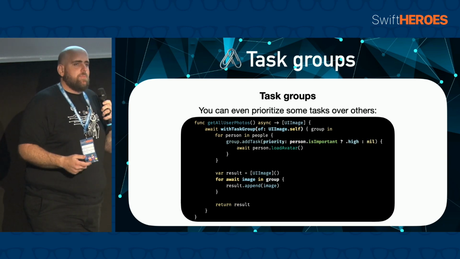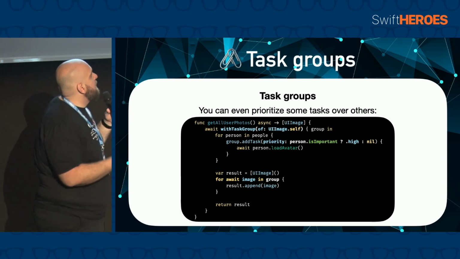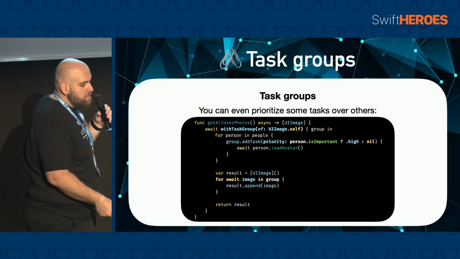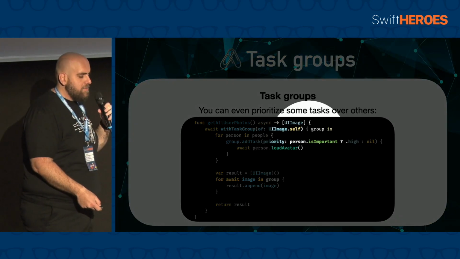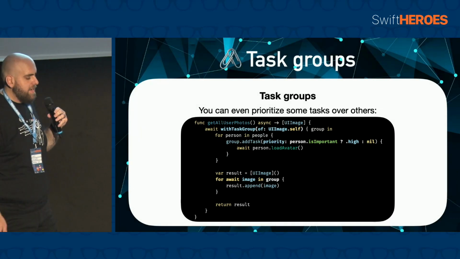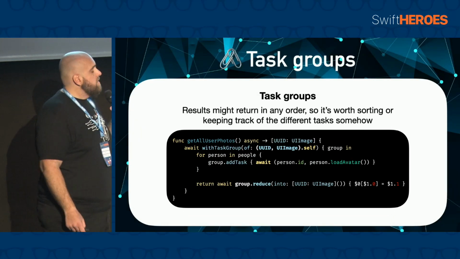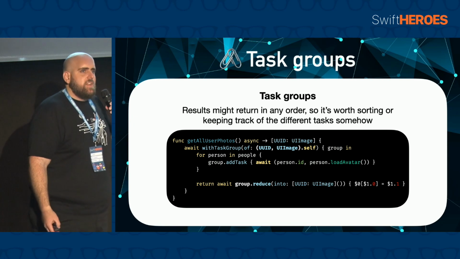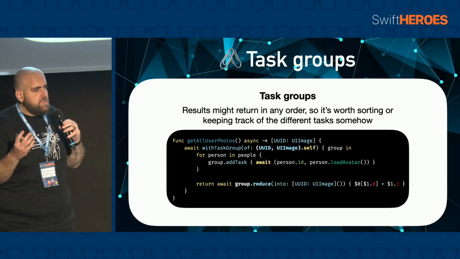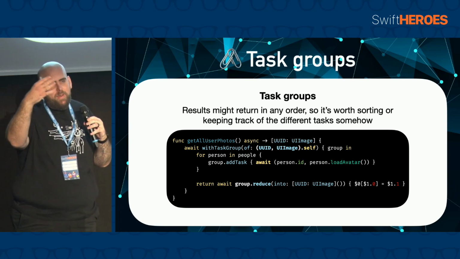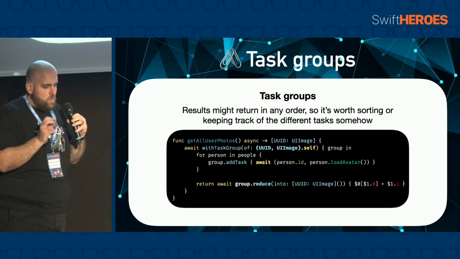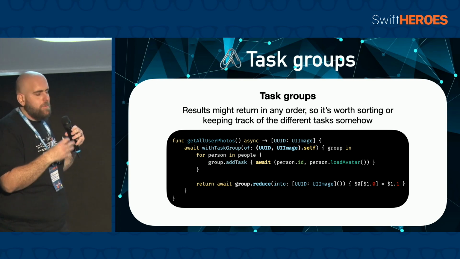You can also add priorities to tasks. For example, here I might have a person that is very important and I want to load their image first. So I can just mark the priority of the task as high versus nil, which is the default priority for tasks. One important thing to understand about task groups is there is no guarantee of the execution order. So if you run 100 tasks, there is no guarantee that you are going to get them back in the order you executed them. So it's important to have some mechanism to associate the image with the user, for example.